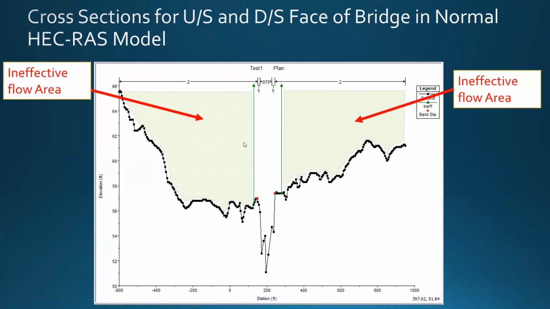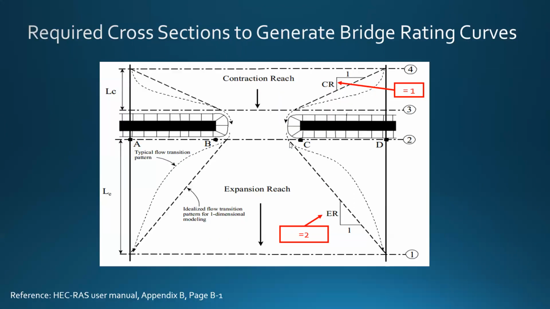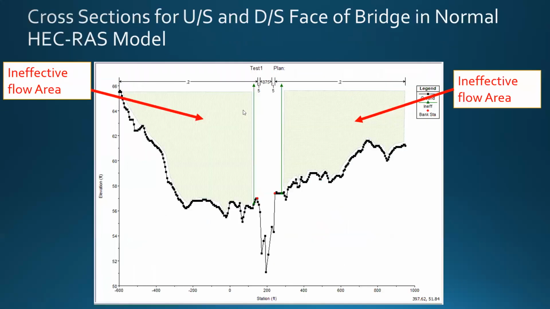As I mentioned, cross-section 3 and 2. So if you go back, we have cross-section 3, cross-section 2. This should be limited, the opening of the bridge. So in HEC-RAS, you have a tool that you can add an ineffective flow area for this. So you need to make sure that this ineffective flow area covers your cross section to the top of the bridge.